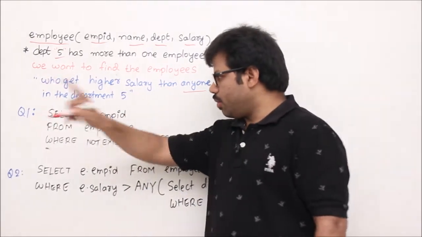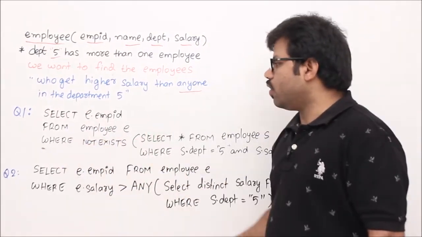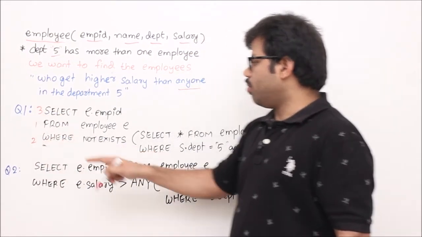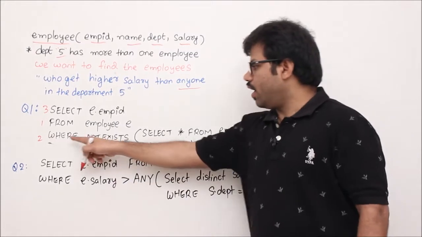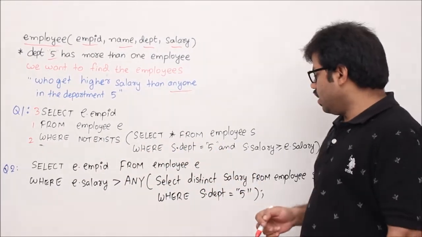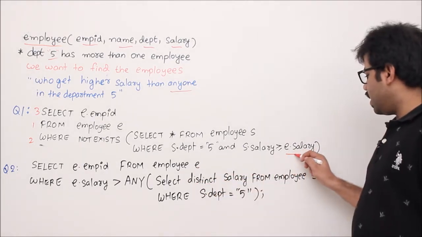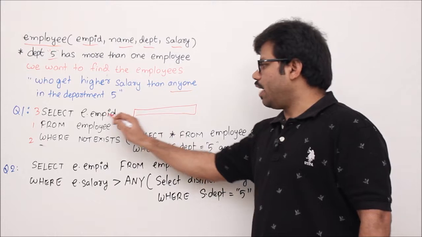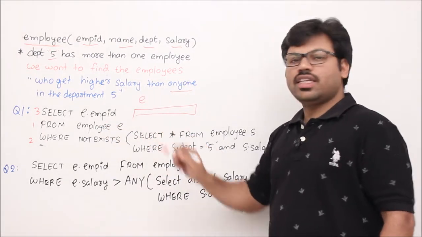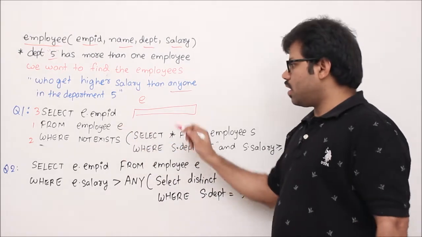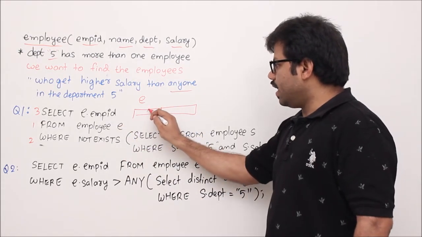Select E.employeeID. I'm focusing on query number 1. From employee; we know the steps, right? Step number 1, step number 2, step number 3. In step number 1, take employees where not exists of this one. I think it is a correlated nested query. Correct. So here E.salary is fixed. We are going to execute this query for every employee E. Let's focus on only one tuple. In employee, the first tuple is, let's say, Raju. His ID is 1.